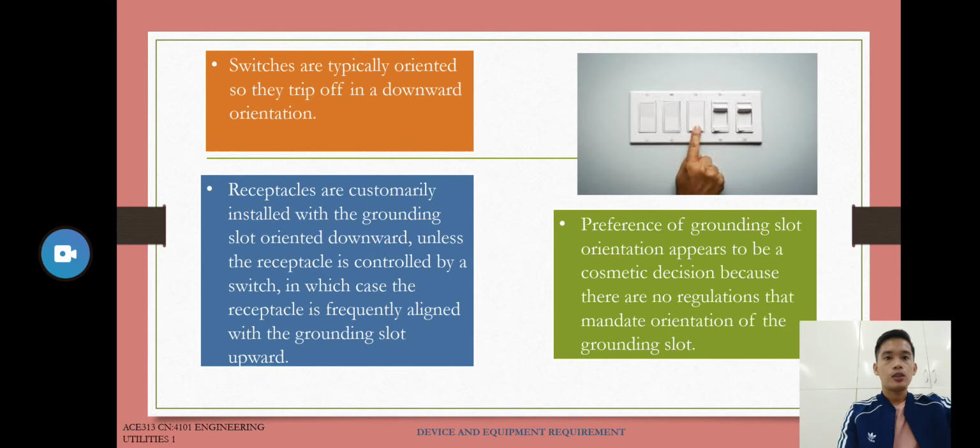Switches are typically oriented with the toggle up for on and downward for off. Second, receptacles are customarily installed with the grounding slot oriented downward, unless the receptacle is controlled by a switch, in which case the receptacle is frequently aligned with the grounding slot upward. So, kung napansin natin sa ating mga switch, di ba, meron siyang downward and upward. So, on and off. Ayan.